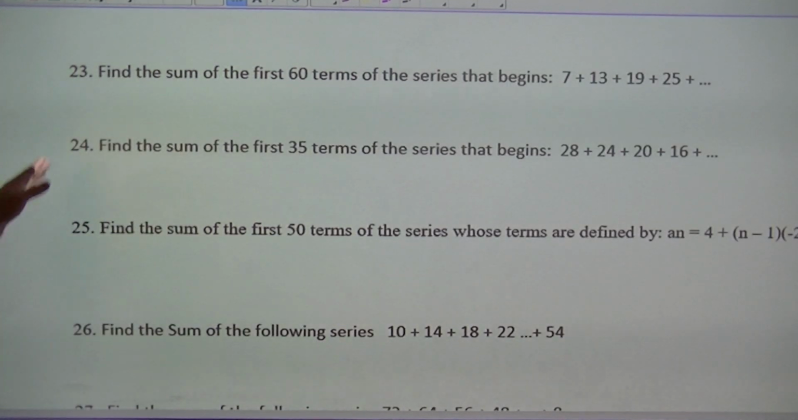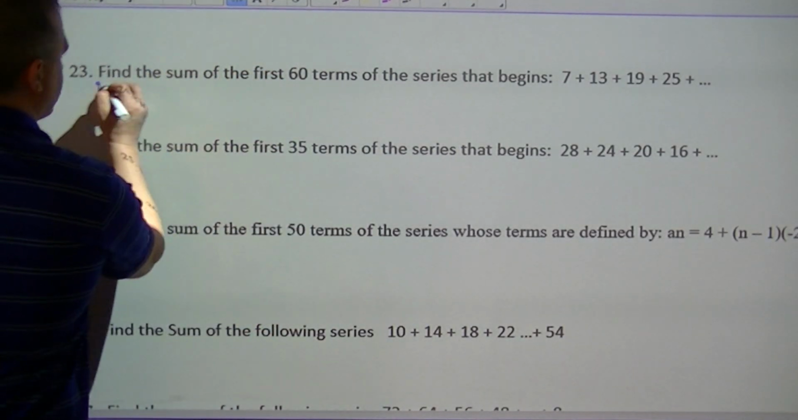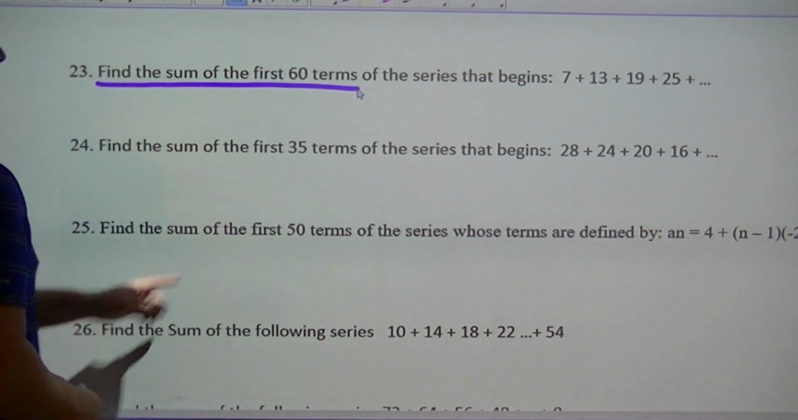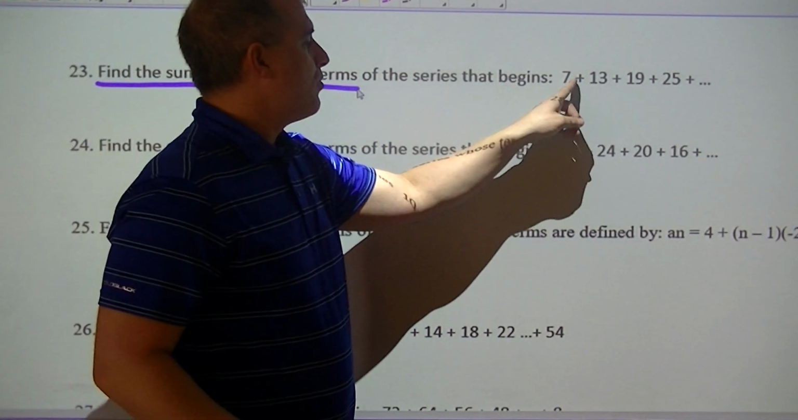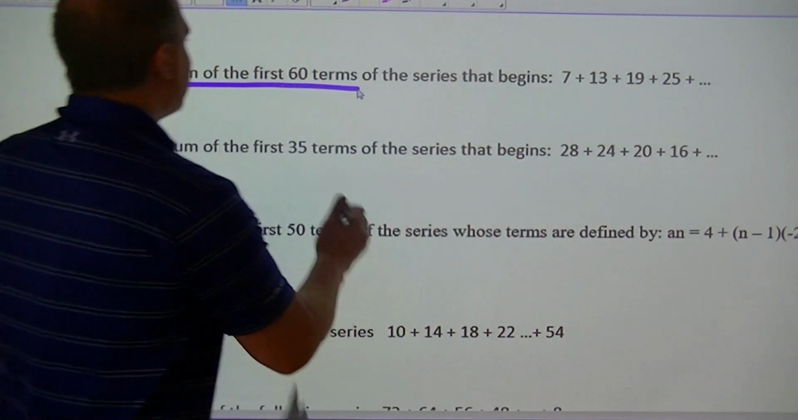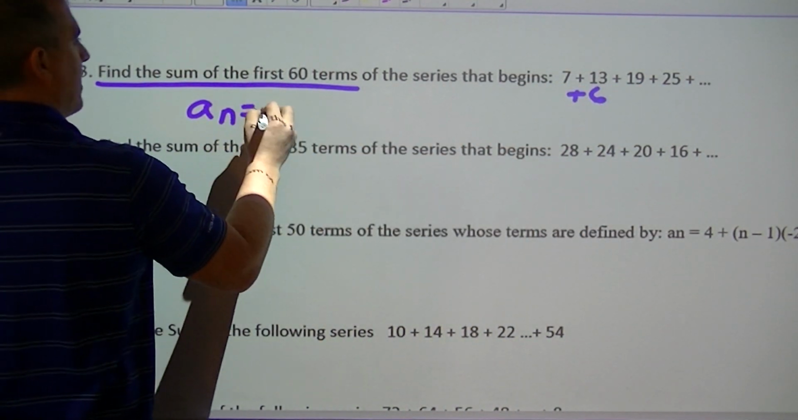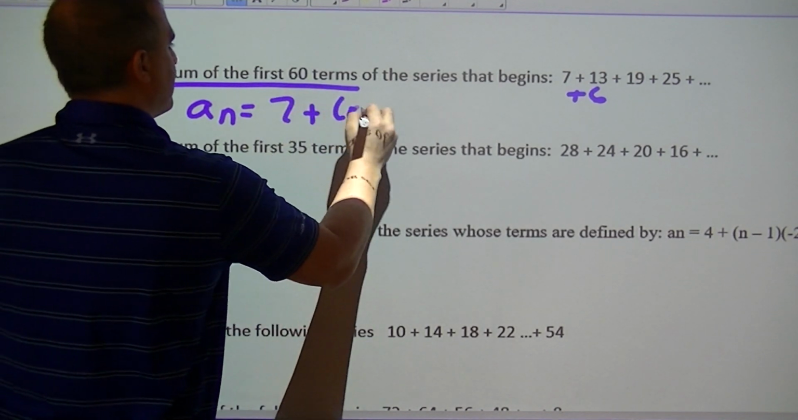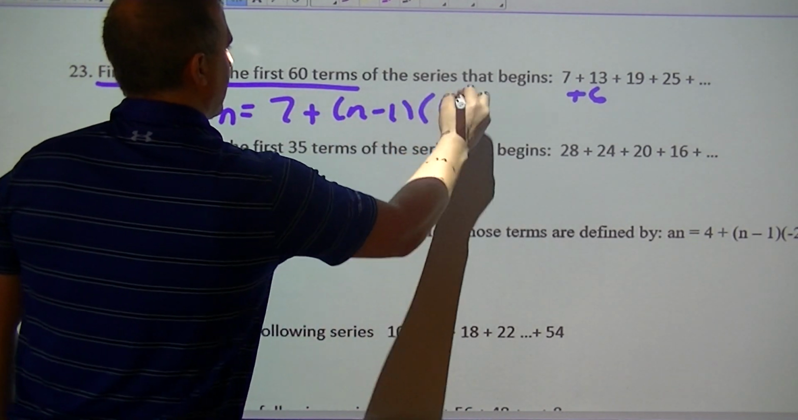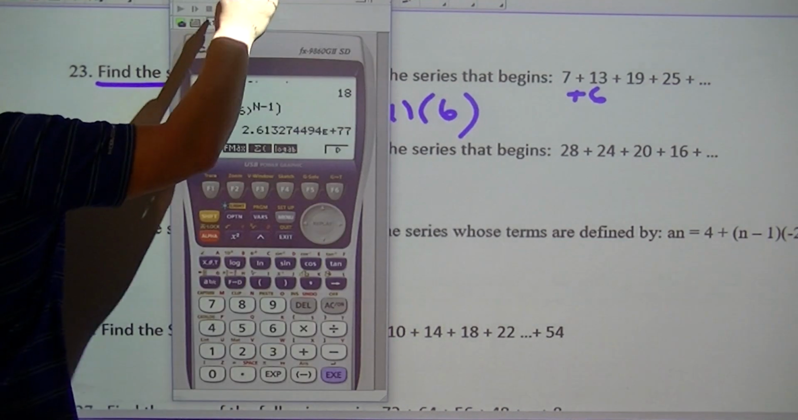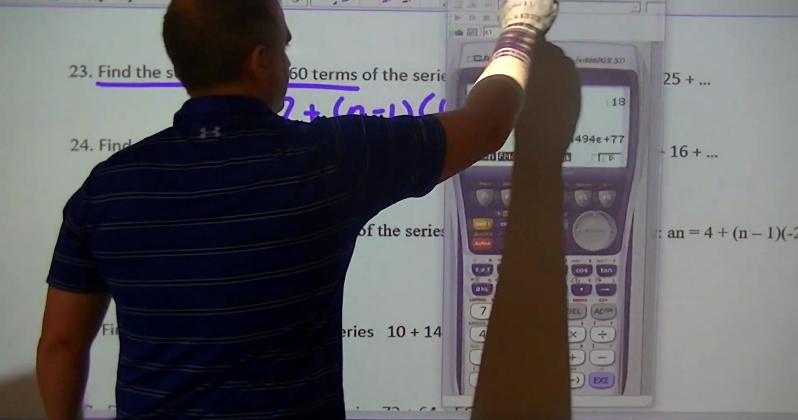Now find the sum. Once again, find the sum, 60 terms. Now, what I have to do is make the formula. Well, if I look at the pattern there, that's going to be add 6. So that means I'm arithmetic. So my formula would be 7 plus n minus 1, times 6.